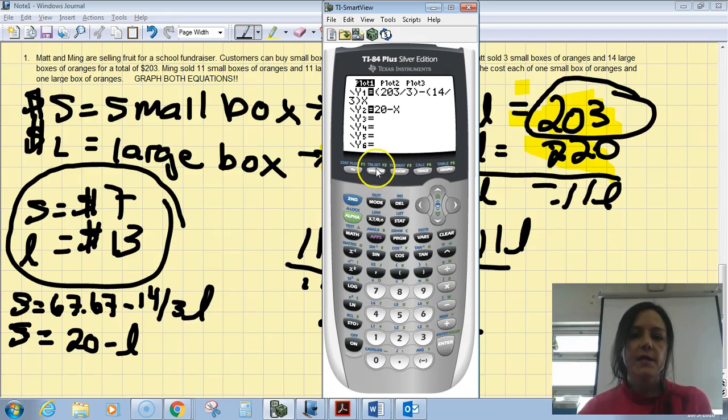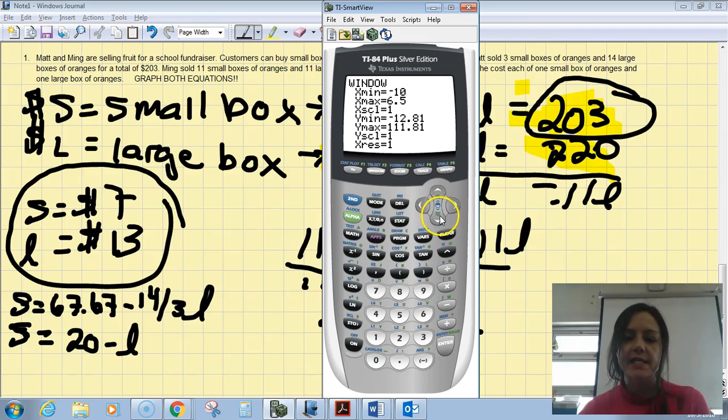Okay, and let's make a good window. We don't care about any negative numbers, but if I don't have negative numbers, I still like to do -10 as the smallest so I can see the axis. And then how far does my x go at my large box? The answers were 7 and 13, so let's just go up to 20. I bet that'll give us a good one. And then we're counting by ones. That's what that x scale there means.